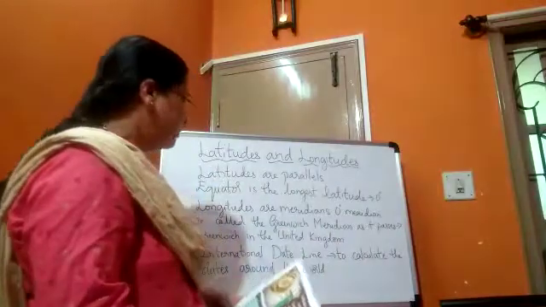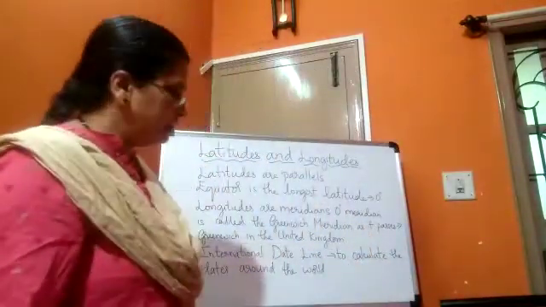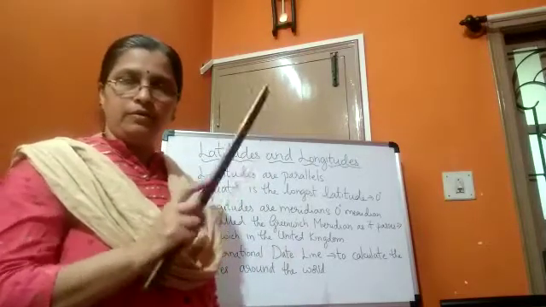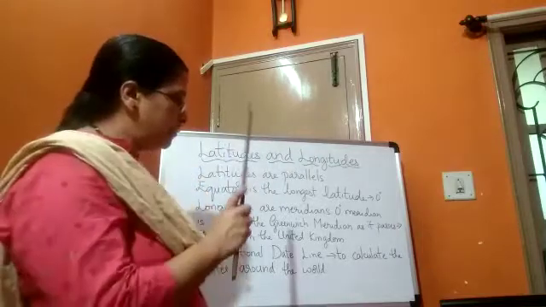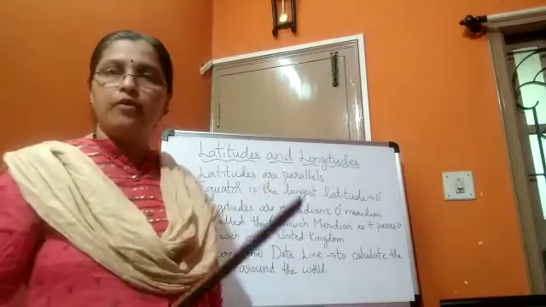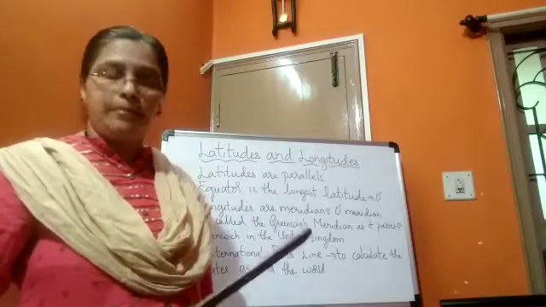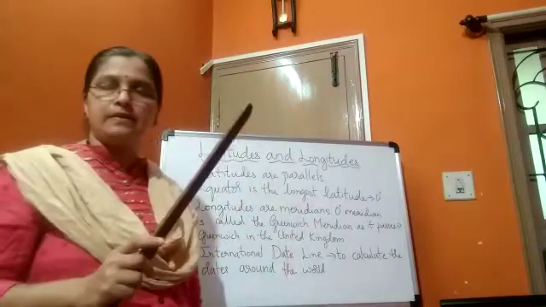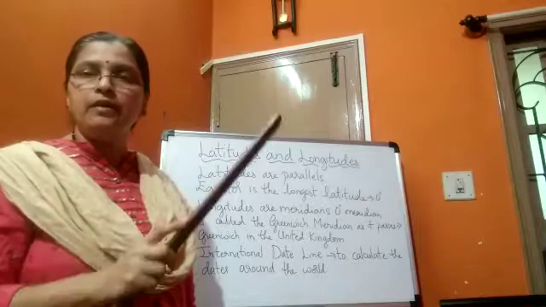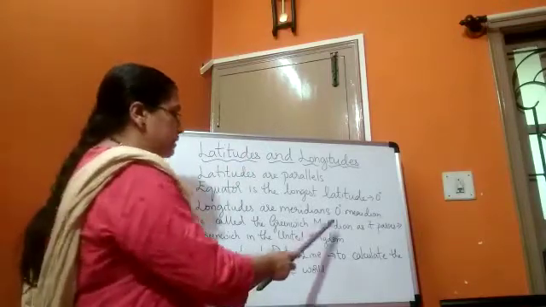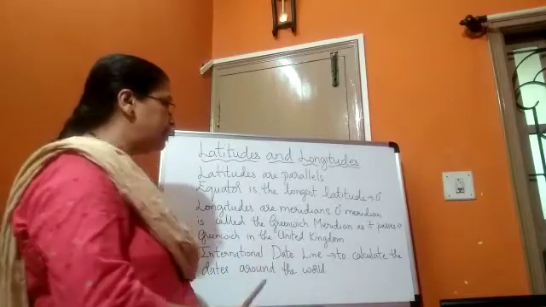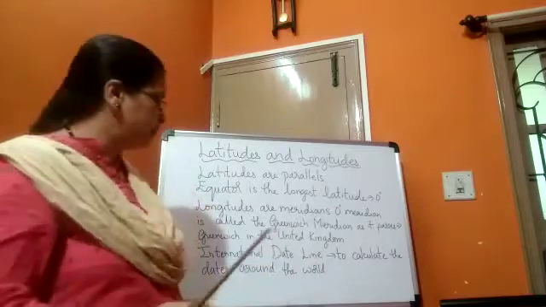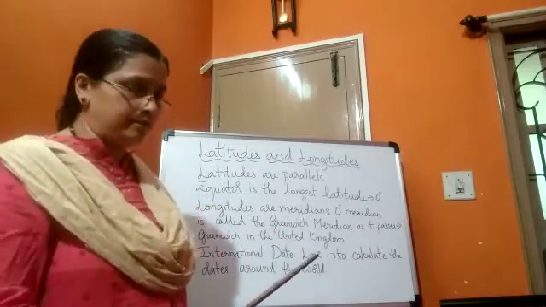Now longitudes. Longitudes are the lines drawn from the north to south. First, the middle longitude is called the prime meridian. Longitudes are meridians. They are lines drawn from the north to south, and it is also called the Greenwich Meridian as it passes through Greenwich in the United Kingdom.